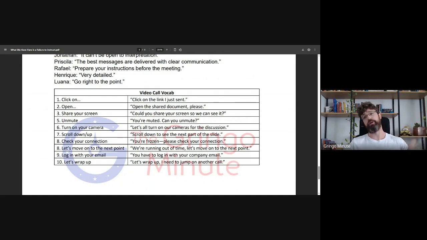One that I did not include here, which I do think is relevant: top left, top right, bottom left, bottom right, because sometimes you need to click on something. So it's something you need to be able to say as well.